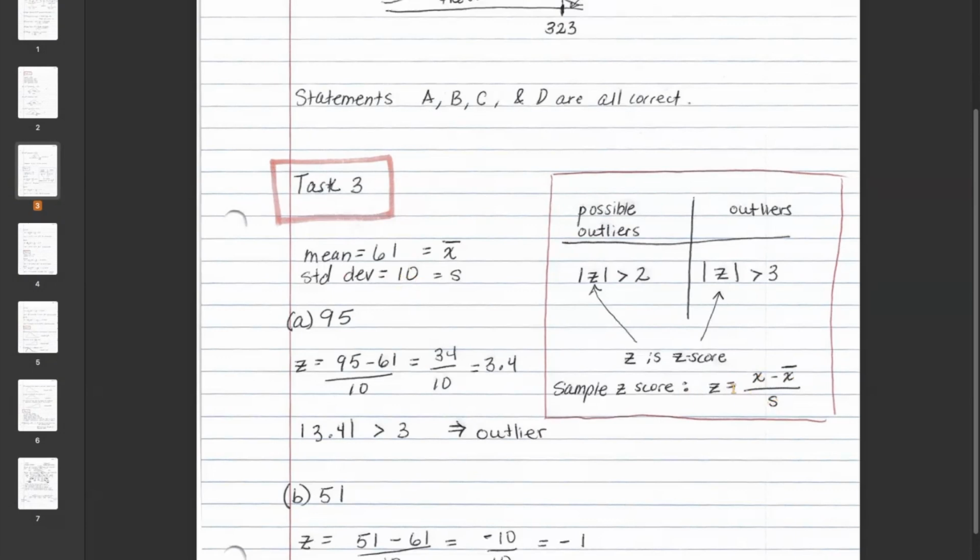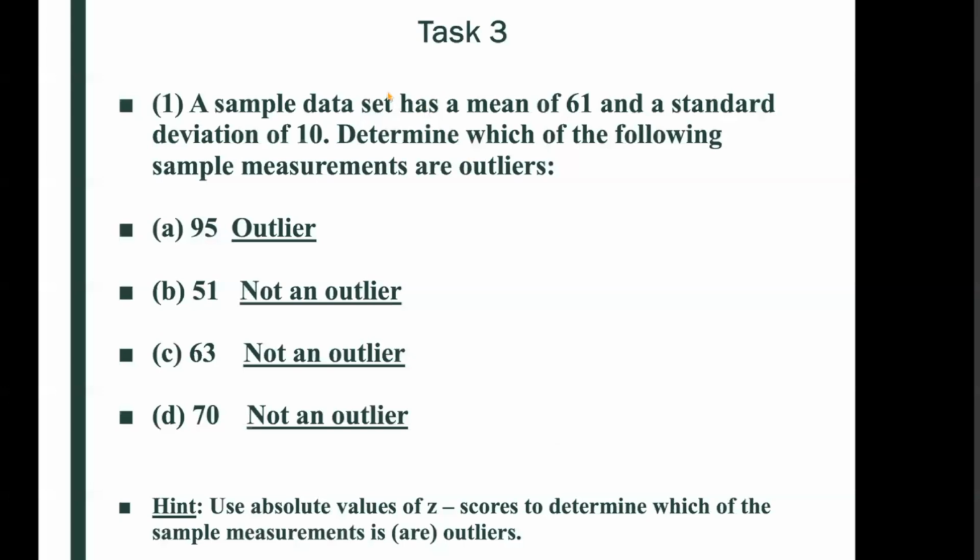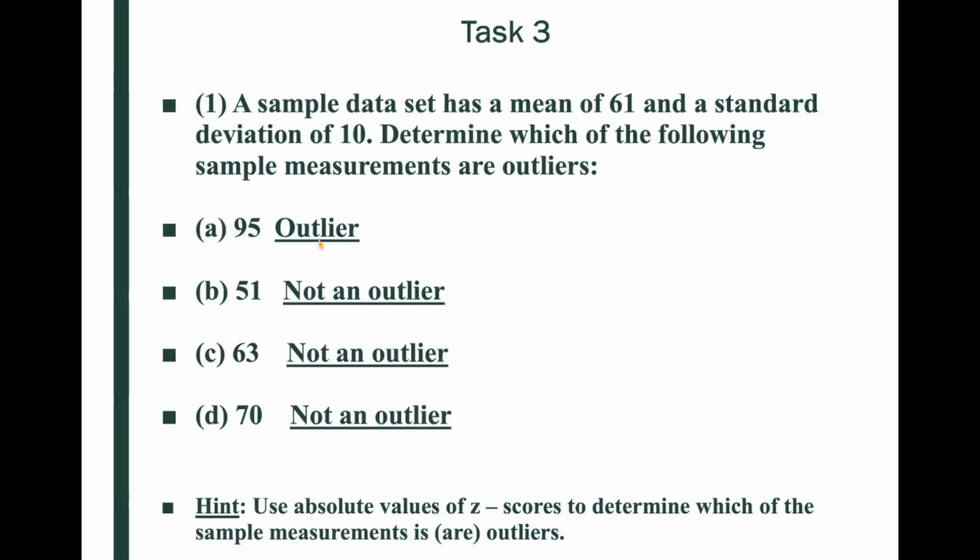So now it's essentially a plug and chug where we have all of these values, and we're going to calculate our z-scores. Once we calculate the z-score, we take the absolute value and see if it is greater than 3 to determine whether it's an outlier. First, we want to see if 95 is an outlier. That's 95 minus the mean, 61, divided by 10. So 95 minus 61 is 34, and divided by 10 is 3.4. The absolute value of 3.4 is positive 3.4, and that's greater than 3. So 95 is an outlier in this sample data set, and that aligns with the correct answer.